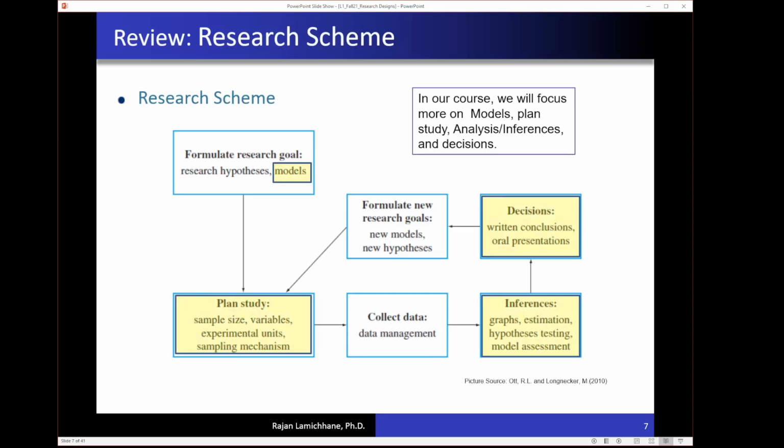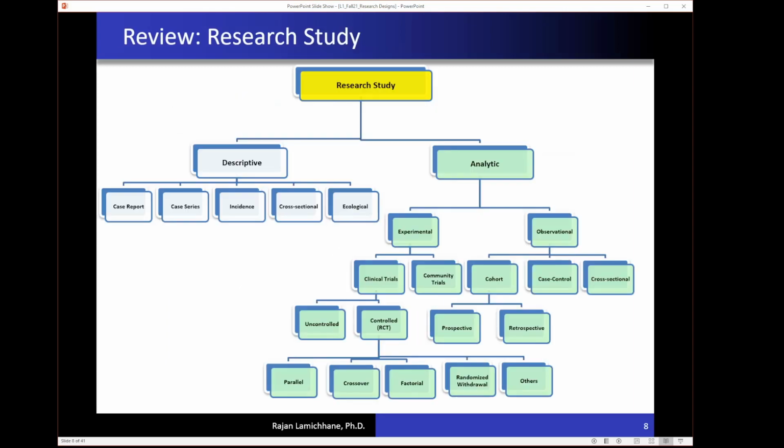And these highlighted areas will be our main focus in this course. There are different types of research studies: descriptive and analytic. And in descriptive and analytic research studies there are also several other types, and in our session today we'll go over all of these various types of research designs used in medical research.